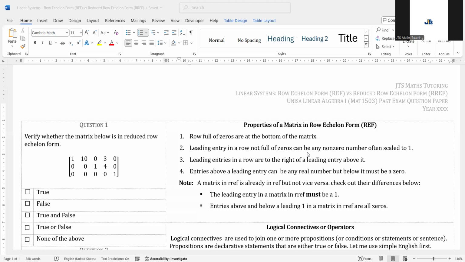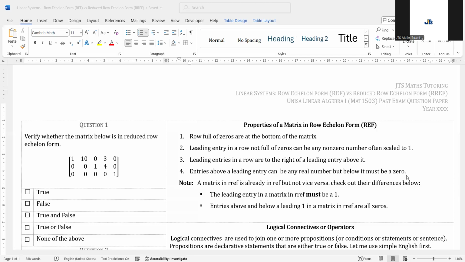There is a debate. If you read other texts or go online, you find people talking about this leading 1, but it's not really mandatory when you're dealing with a matrix in row echelon form. All right? Then leading entries in a row are to the right of a leading entry in the row above it, so it forms something like a staircase. Entries above a leading entry can be any real number, but below it, it must be 0.